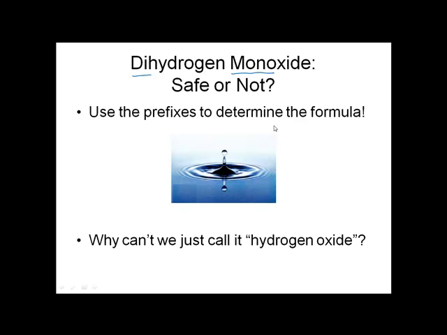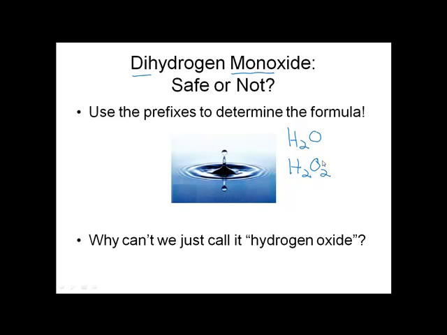Dihydrogen monoxide, hopefully we figure out that that's H2O. Why can't we just call that hydrogen oxide? Why do we have to have those prefixes in there? The reason is because hydrogen and oxygen can combine to also form H2O2. We're going to call that peroxide.